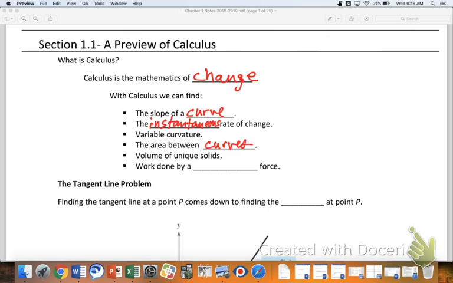Volume of crazy, weird solids. Talk about why you would do that later as well. Work done by a varying force if you're more of a physics-oriented person.